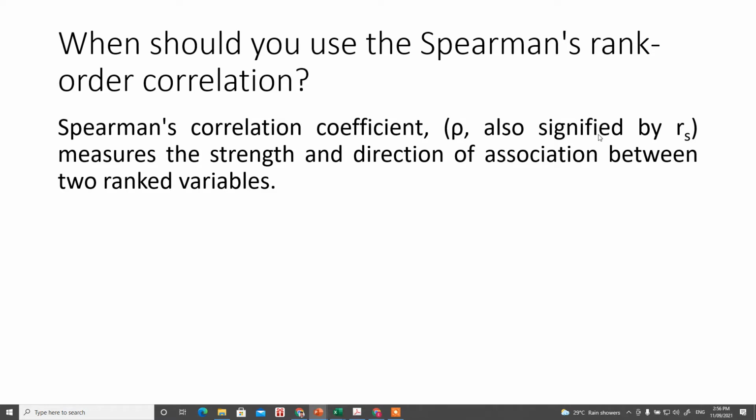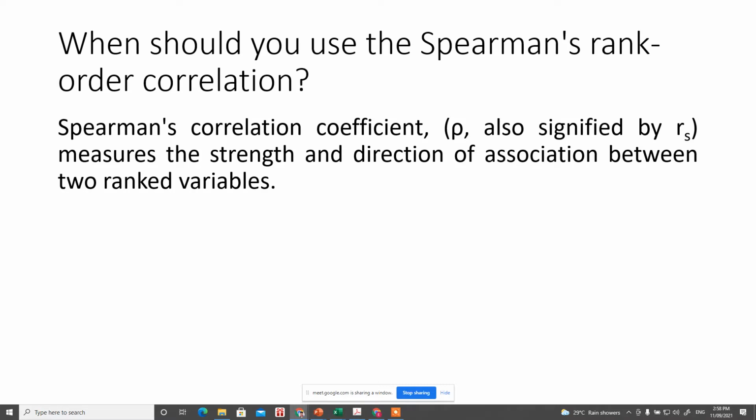Okay. So the Spearman's rank order correlation is the non-parametric version of the Pearson product moment correlation coefficient. The Pearson product moment correlation coefficient is applicable only to continuous data and normal distribution. Otherwise, we can use the Spearman's rank order correlation.